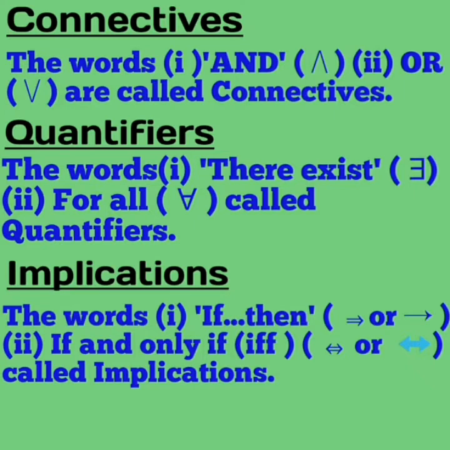Connectives. What are connectives? The words and, or are called connectives. Quantifiers. What are quantifiers? The words there exists, for all are called quantifiers. Implications. What are implications? The words if, then, if and only if are called implications.